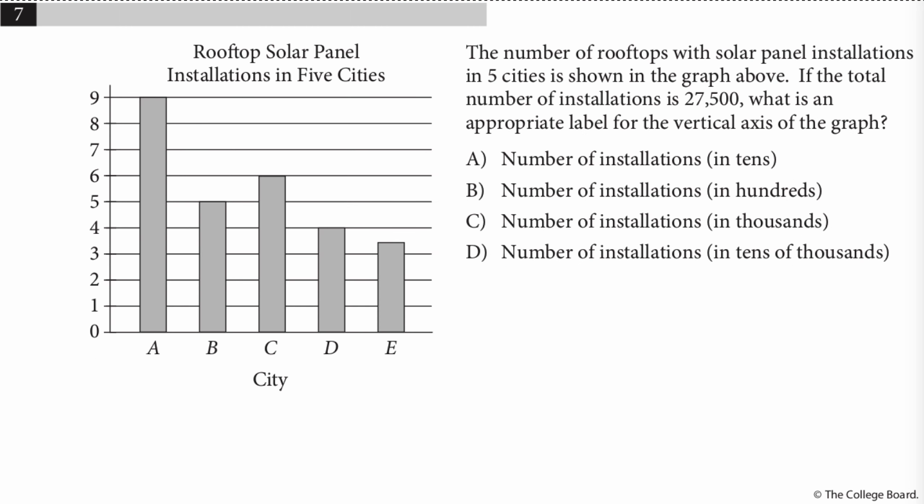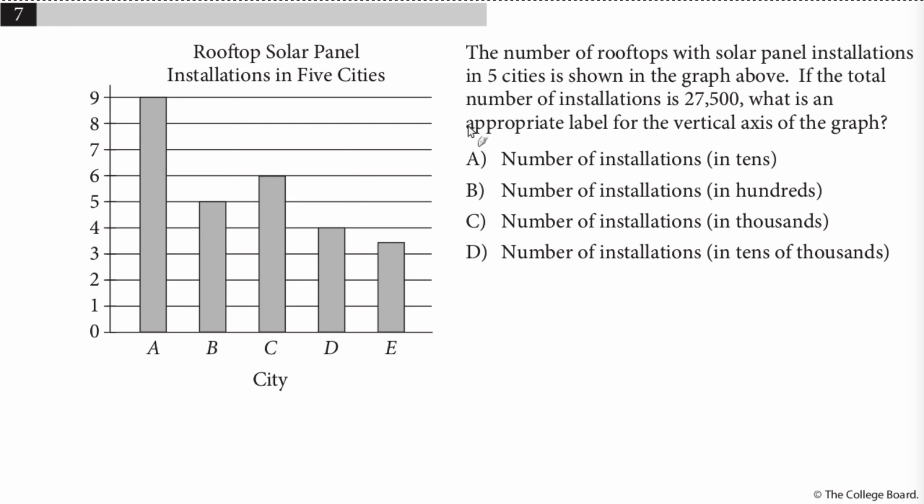Okay. Next problem. Give this a shot. Okay, so I have this nice little bar graph that is giving me rooftop solar panel installations in 5 cities. And it's always worth looking at what you have carefully. So this is my cities, city A, B, C, D, E. This is my probably number of panels. I'll read it over here. Be careful. See, we're counting by. Make sure we're not counting by different numbers than you think. The number of rooftops with solar panel installations in 5 cities is shown below.